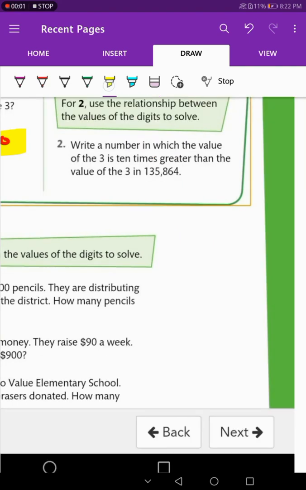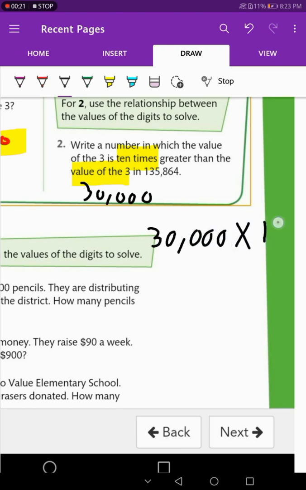Let's go back to the question. He asked me about 10 times the value of 3, which is equal to 30,000. That means 30,000 multiplied by 10. Just add 1 zero, so it's 300,000.